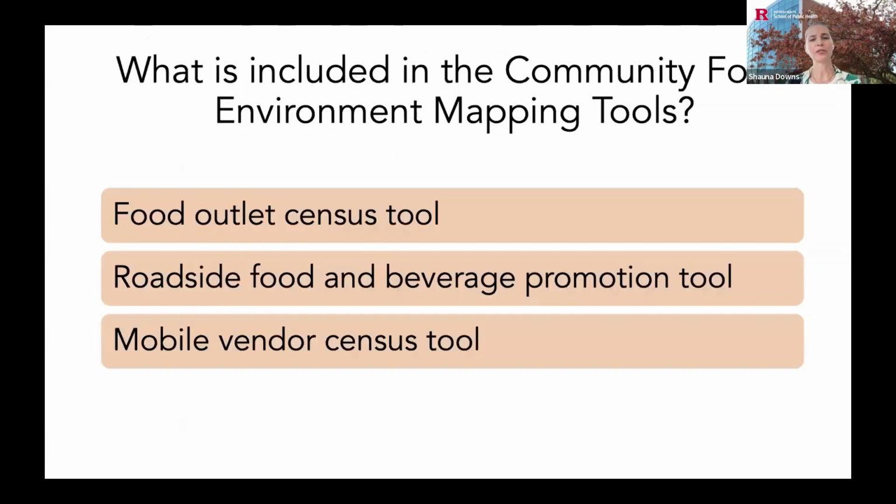So these are the 3 components or 3 tools that are included in the community food environment mapping tools. So the first is the food outlet census, which I just described. Then we have the roadside food and beverage promotion tool, as well as the third, the mobile vendor census tool. And so, like I said, it will really depend on your study setting in terms of which tools you use. In India, we did not really use the roadside food and beverage promotion tool in the rural areas because there just wasn't any roadside promotion. But in Cambodia, it's quite different.